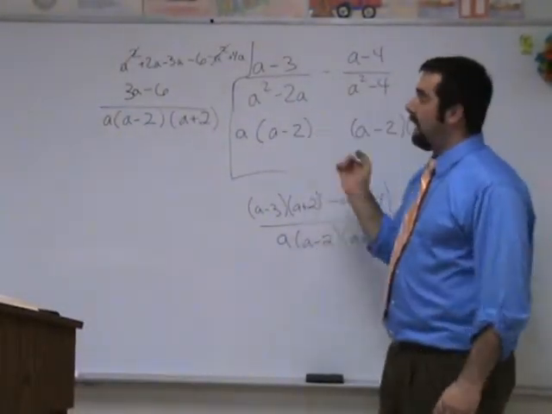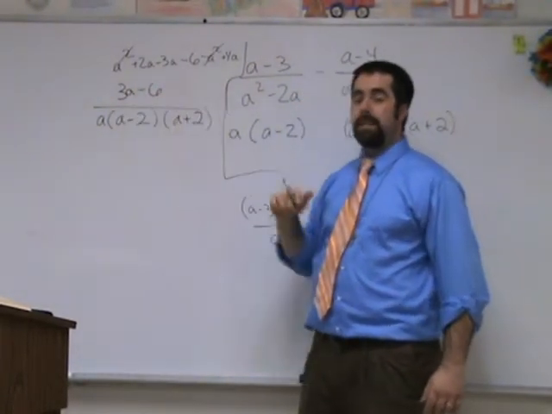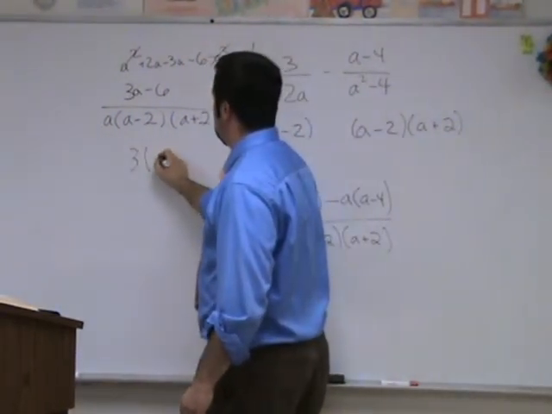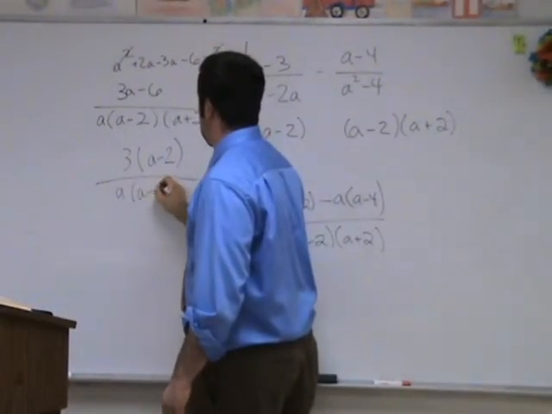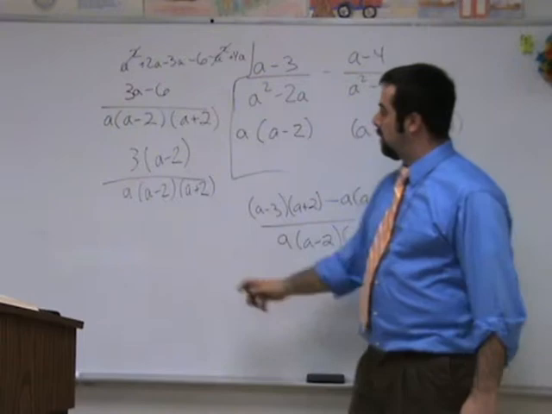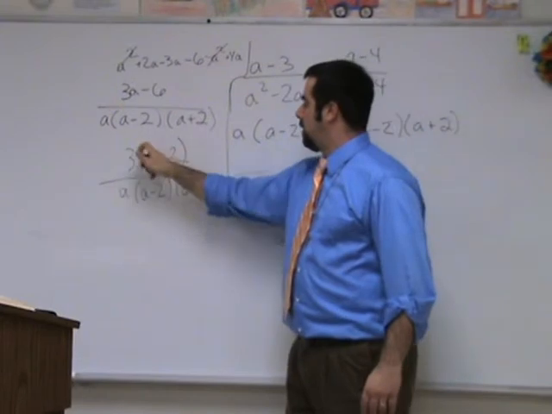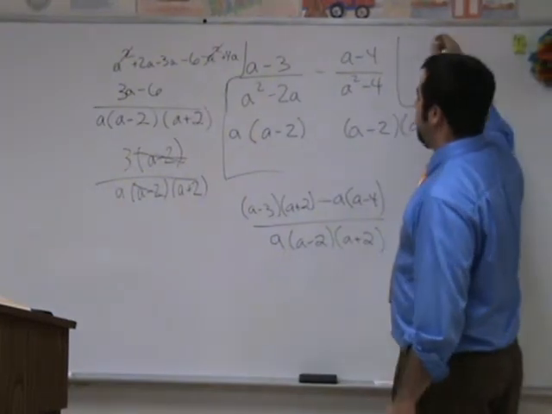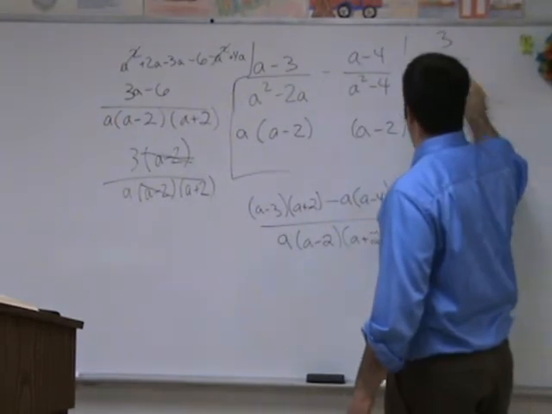Last thing I want to look at is, can I cancel at all? Well, I can factor this numerator again. 3a minus 6 has a monomial factor of 3. So this can become 3 times a minus 2, over a minus 2, a plus 2. These a minus 2's will cancel. So what I'm left with, in the very end, is my final answer: 3 in the numerator, a times a plus 2 in the denominator.